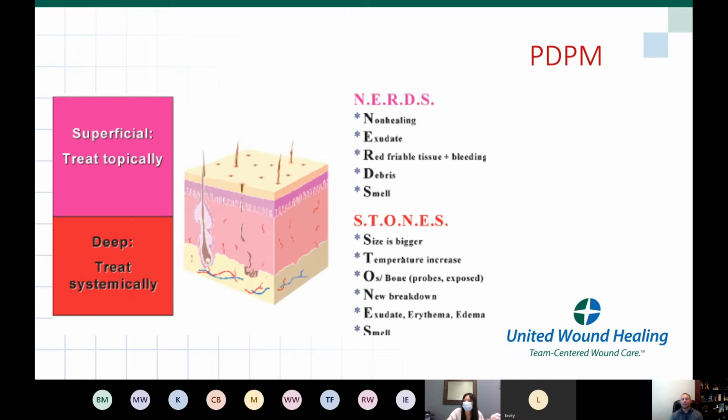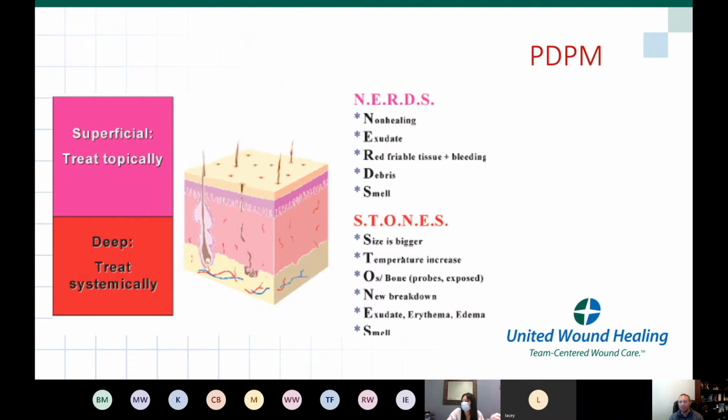So I'm going to give you guys some, this is, if you could take any notes today or take a screenshot on your phone or on your computer, take a screenshot of this. And you can look it up online. If you Google nerds and stones, you're going to see this acronym.